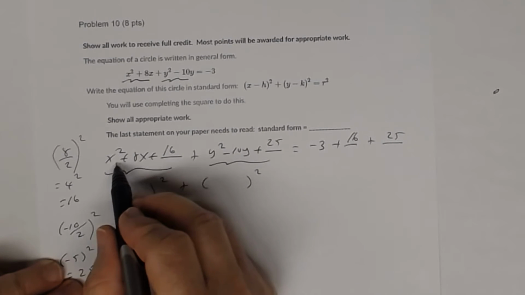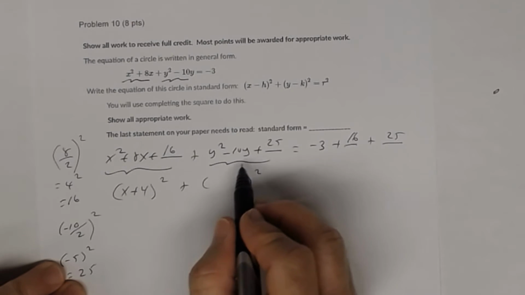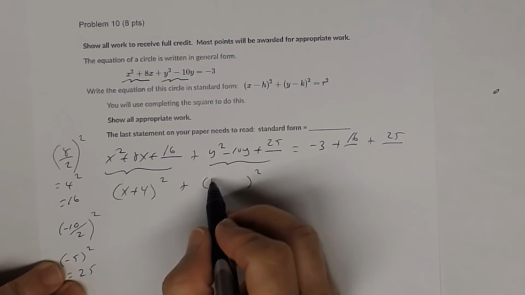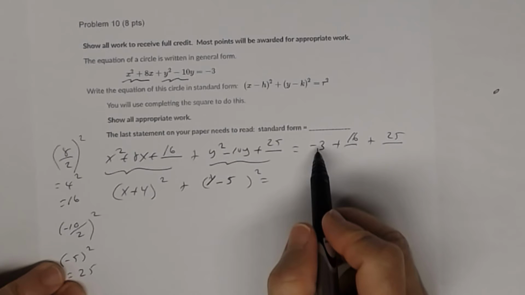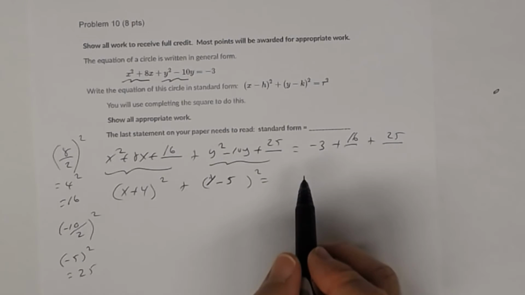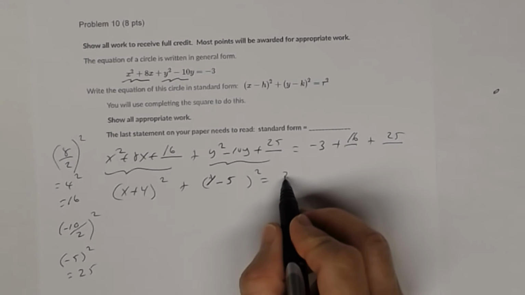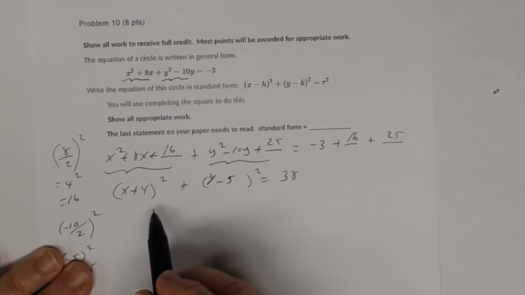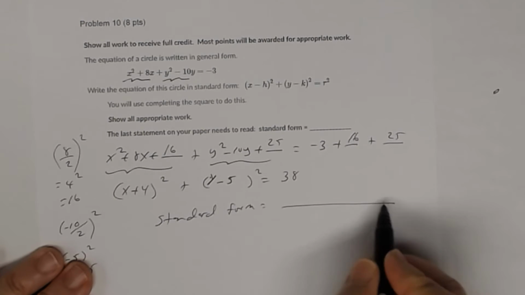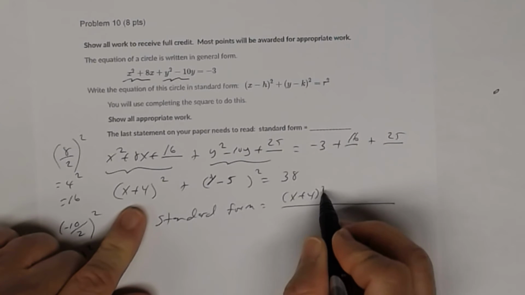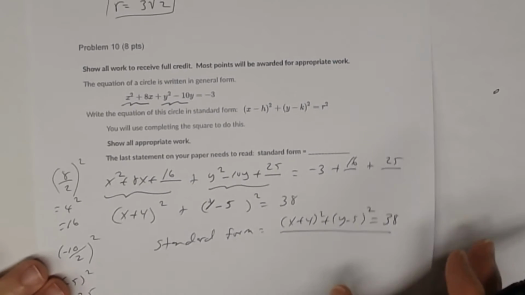And so therefore, this perfect square trinomial factors as x plus 4 squared. This perfect square trinomial factors as y minus 5 squared, equal, and when you add negative 3, 16, and 25, you get 38. So this equals 38. So your standard form is going to equal, and you just write this. So it'll be x plus 4 squared plus y minus 5 squared equals 38. All right, so that was number 10.